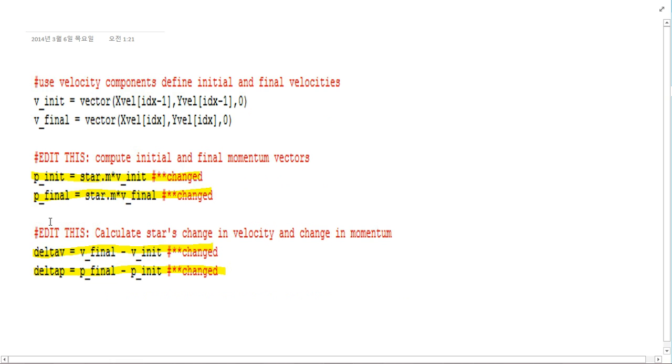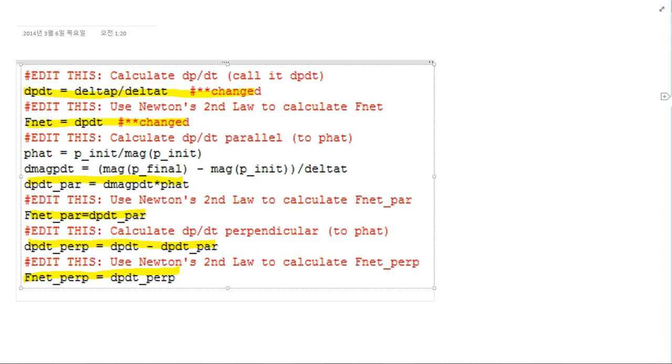P initial and P final were calculated using the mass times velocity, and delta P was calculated by subtracting the initial momentum from the final. The dp/dt was calculated by dividing delta P over delta t, and F net was set equal to this. And the parallel component and the perpendicular component were also calculated using the same formula. And I'll show you the code now.